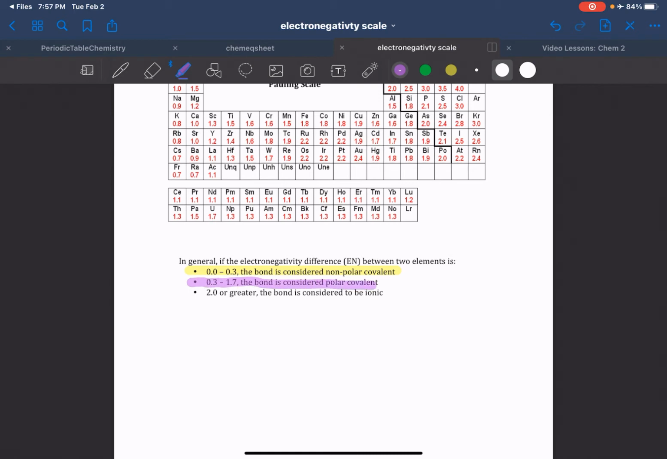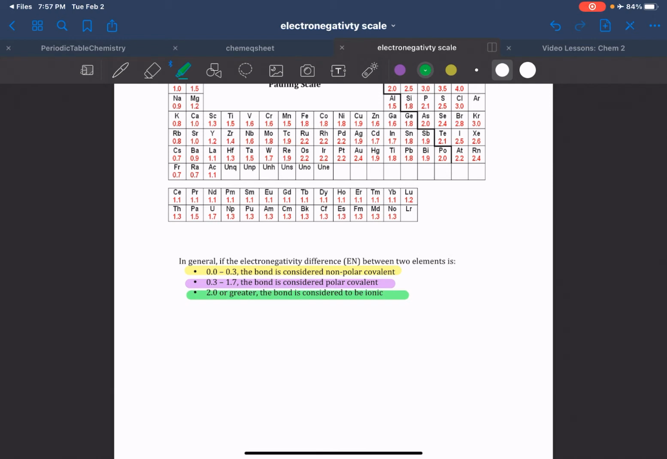Conversely, if it's much higher than that, we start calling it polar. We start saying that it's very polar. In other words, the pull between the atoms is more towards one side or end, and so we would see more of an asymmetry. And then this last thing that we have here, 2.0 or greater, is ionic.